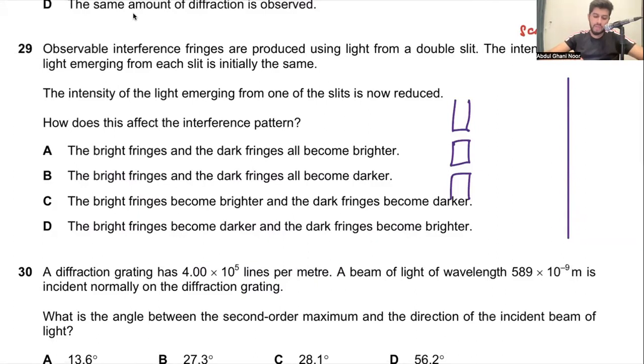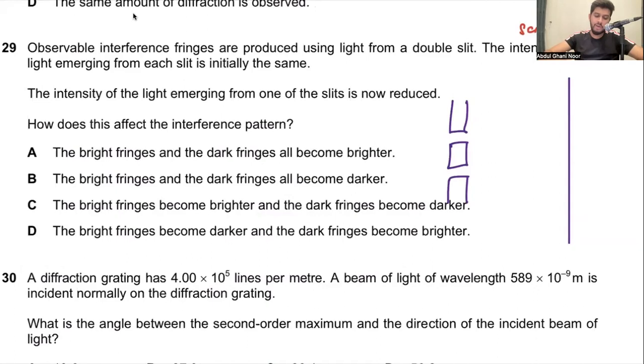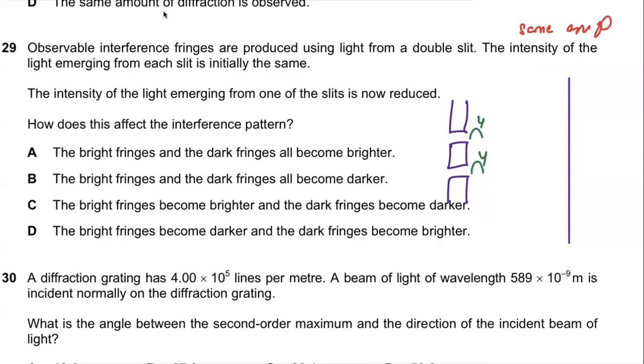So initially they have the same intensity, they have the same amplitude. The intensity of light emerging from one of the slits is now reduced. अब पहले हम समझते हैं कि हो क्या रहे हैं. हो क्या रहा है कि पहले आपके पास यहाँ पर 4 था एम्पलीट्यूड और यहाँ पर भी एम्पलीट्यूड क्या था 4. So initially they have the same amplitude and let's say the amplitude was 4.